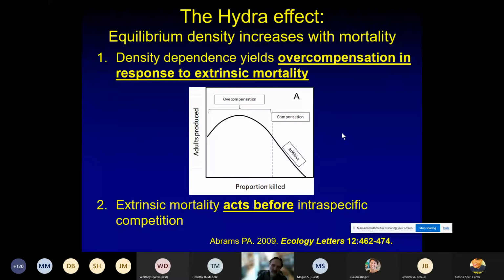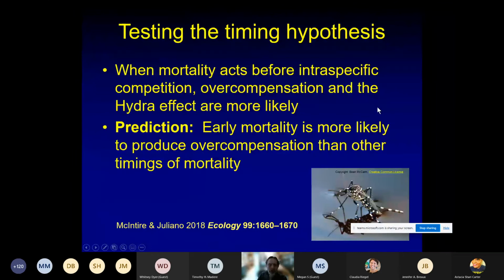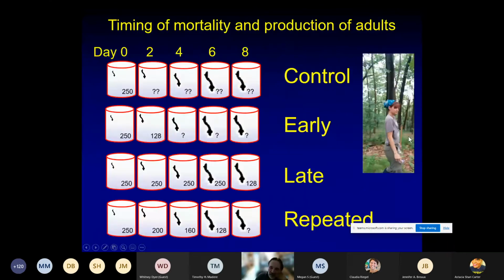So this is a general prediction about populations. It's not specific to mosquitoes by any means, but we were interested in testing this timing hypothesis. That is, the hypothesis is that when mortality acts before intraspecific competition, overcompensation and the Hydra effect are more likely. The prediction is that if you vary the timing of mortality, the earlier you cause it, the more likely you are to get overcompensation, all other things being equal. And this is work by one of my PhD students, Chris McIntyre, who put this to the test in a lab experiment with Aedes albopictus.